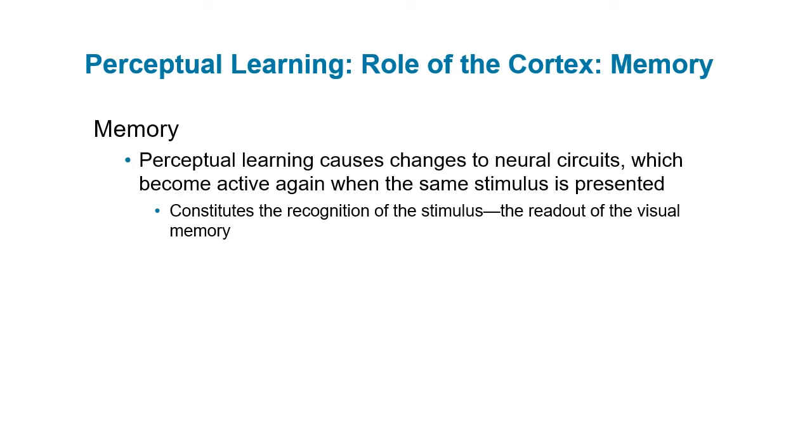When it comes to perceptual learning, the cortex and memory is very important because it's, again, how these neural circuits become wired when you've got the same stimulus being presented over and over. And the stronger the wiring is, the better we recognize the stimulus.